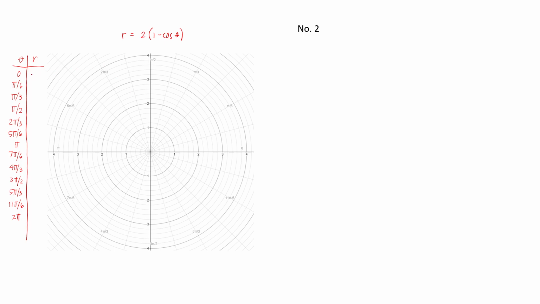Sir, it starts at 0. Zero, then 0.2679, and then 1, 2, 3, 3.732, then 4, and then 3.732, then 3, 2, 1, 0.2679, then 0. Okay, thank you.